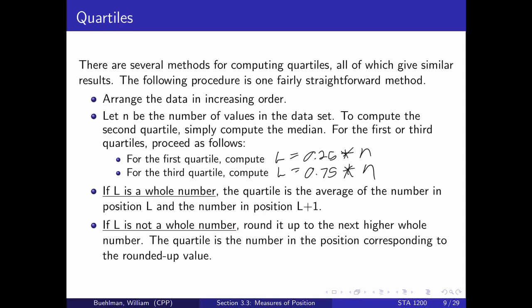If L is not a whole number, round it up to the next whole number. The quartile is the number in that position corresponding to the rounded up value. So that's the second thing you have to remember about quartiles. There's 2 things. L is the position, not the number. And second, if it's not a whole number, you need to round up always.